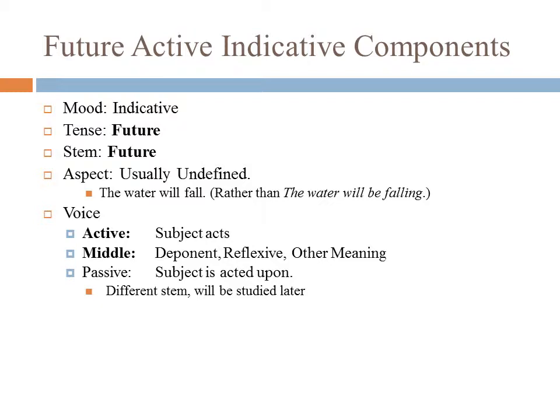The passive will be looked at later, but the important thing to note is that the future has three separate voices. The middle passive, unlike the present, is not used. There is an active, a middle, and a passive that are all different. There is no prefix. Remember, prefix is limited to past tenses. The tense formative, our first, is a sigma, and the endings, like the present, are primary.